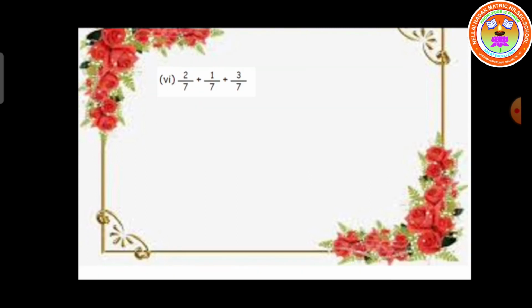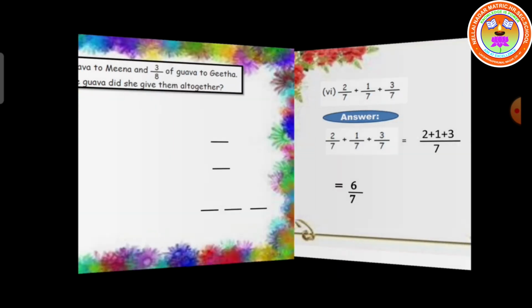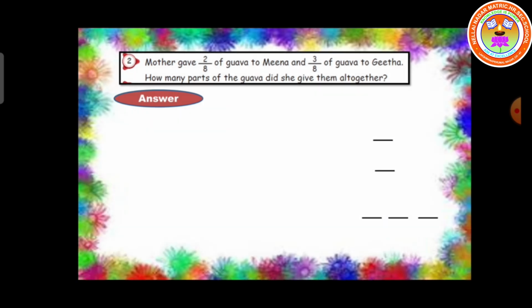So far, we have seen only two fractions. This problem, we have three fractions. Let us see how to answer. Write 2 by 7 plus 1 by 7 plus 3 by 7 is equal to, take the numerators, 2 plus 1 plus 3 by 7. It's a common denominator, right? Then add the numerators. 2 plus 1 is 3. 3 plus 3 is 6. So the answer is 6 by 7. Is it clear, students?